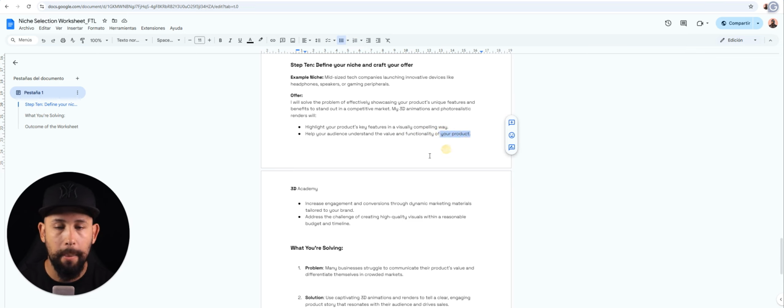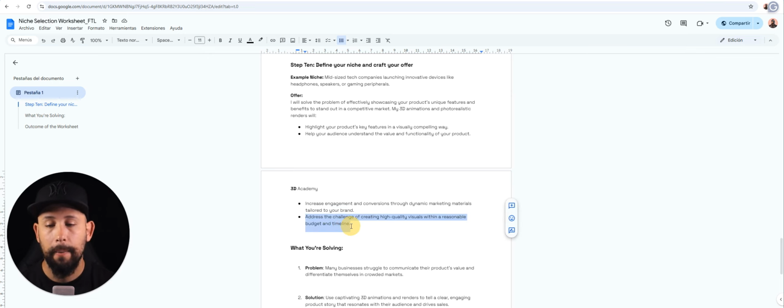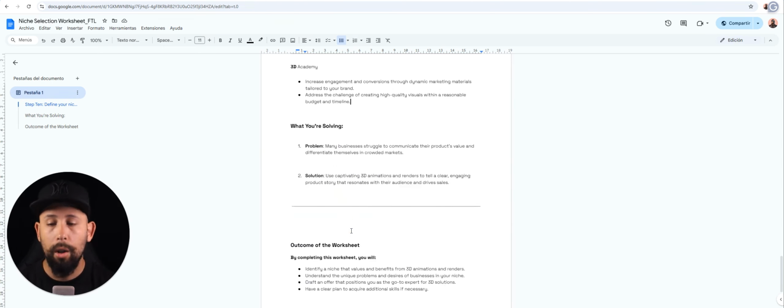Talking about them, okay? Increase engagement and conversions. This is business language, right? Through dynamic marketing materials tailored to your brand. Talking about them. Address the challenge of creating high-quality visuals with a reasonable budget and timeline. Again, talk to smaller brands first. They want to use 3D, but they think it's so expensive that they cannot afford it, and that's not true. Okay, so what you're solving, right?